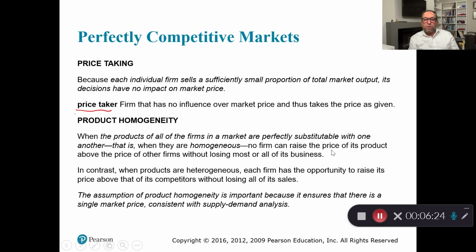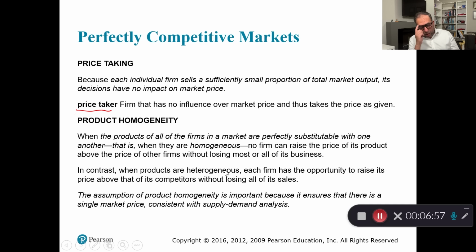So no firm can raise the price of its product above the price of other firms without losing most or all of its business. Because the products are perfect substitutes, if someone raises the price, all the buyers are going to move to the other goods. This way you are not able to sell your goods at a higher price than the market price, because no one is willing to buy it.